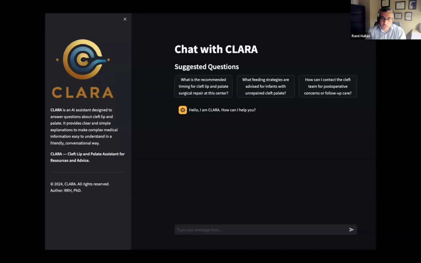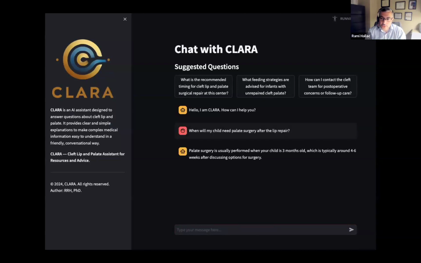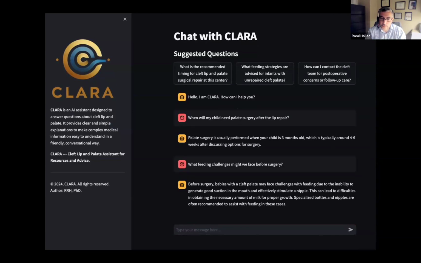This is how the Clara webpage looks. In this demo, we are showing how the application works. The first question is, when will my child need palate surgery after the lip repair? The app gives a specific response based on our hospital documents. It says palate surgery usually happens around 4 to 6 months old. That matches the care plan at our hospital.